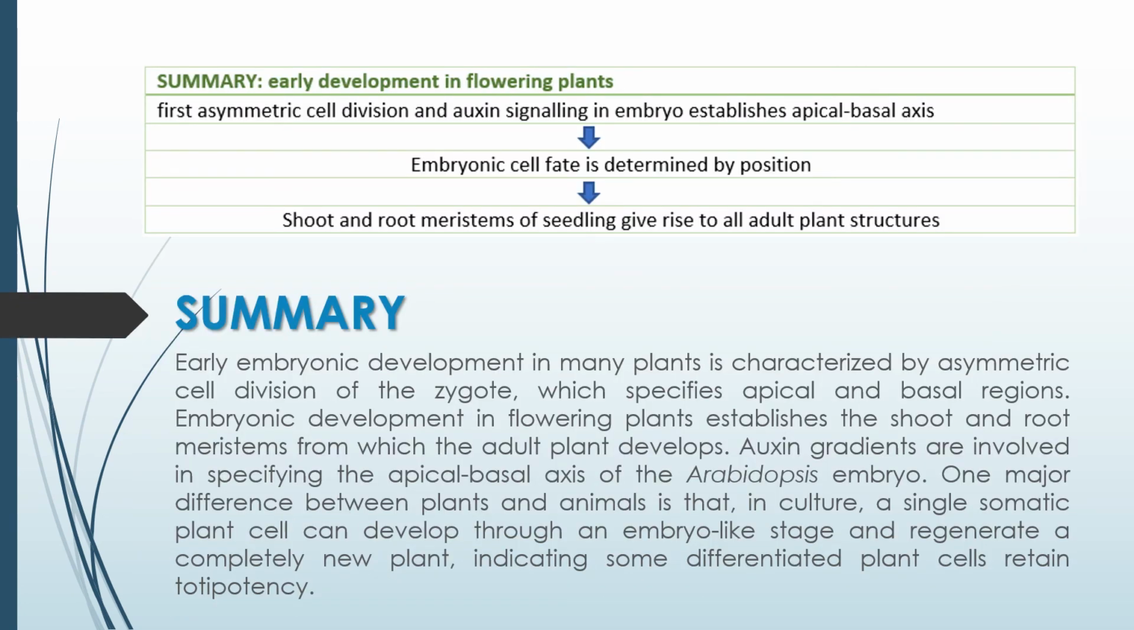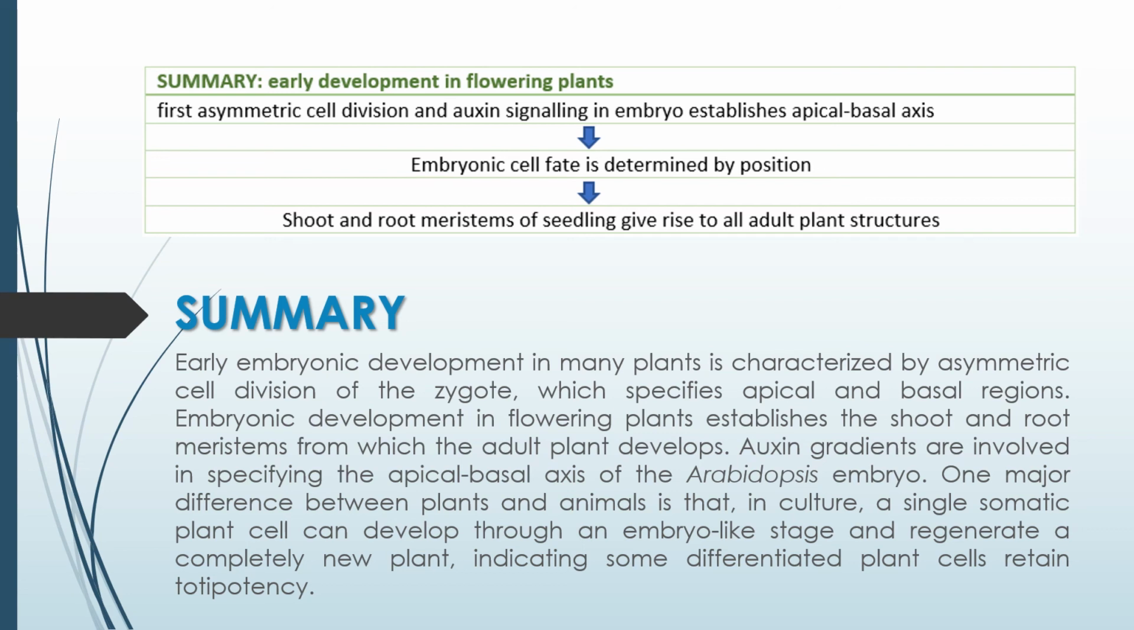So for the summary of the early development of flowering plants, again, first, it is very important that there is asymmetric cell division and auxin signaling in the embryo that establishes the apical-basal axis. And then next, the embryonic cell fate is determined by position, again, with the meristems, apical and basal meristems. And then of course the shoot and root meristems of the seedling give rise to the adult plant structures. So the early embryonic development in many plants is characterized by asymmetric cell division of the zygote, which specifies apical and basal regions.